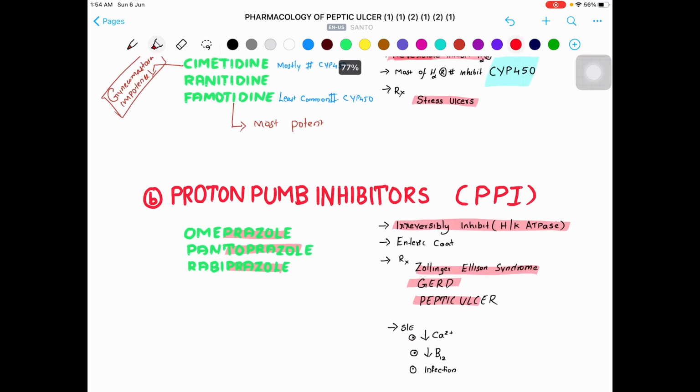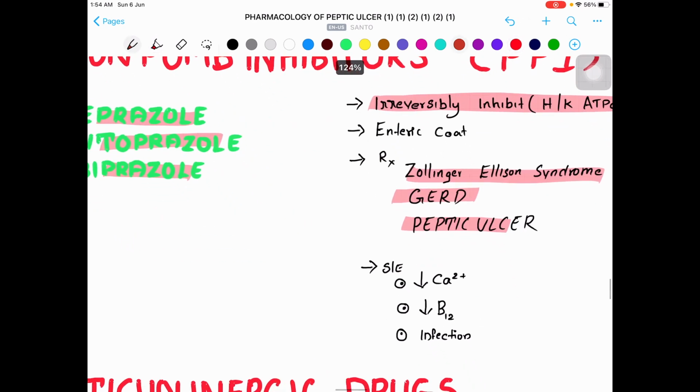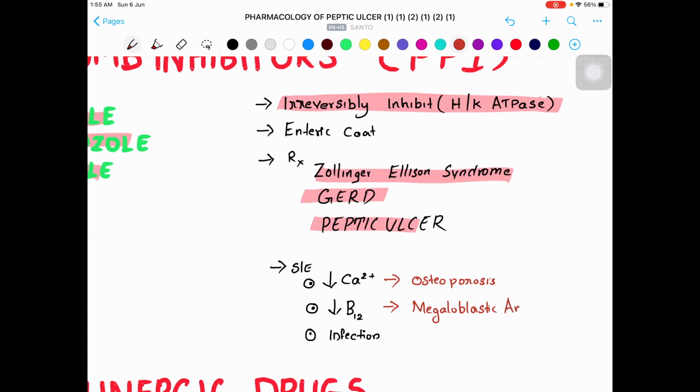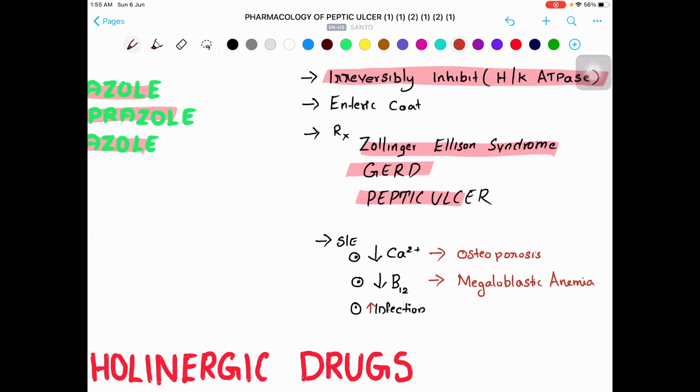Alright. Long-term use of PPIs leads to a few side effects. These include a decrease in calcium leading to osteoporosis, and a decrease in vitamin B12 leading to megaloblastic anemia. Also, it increases the risk of infection.